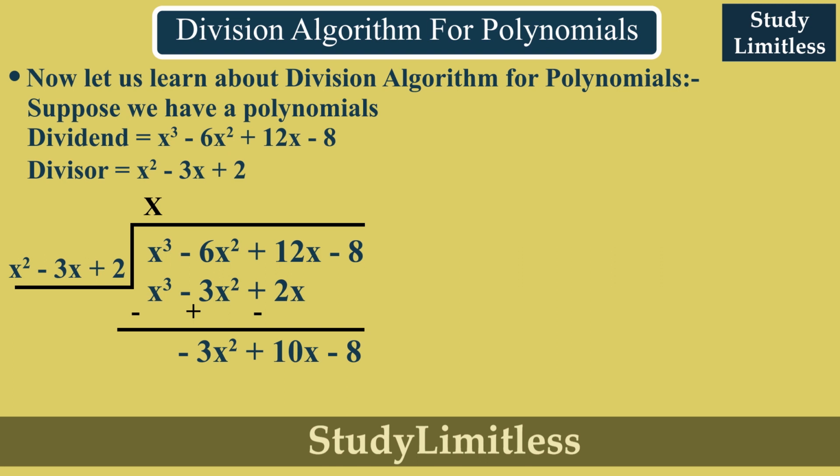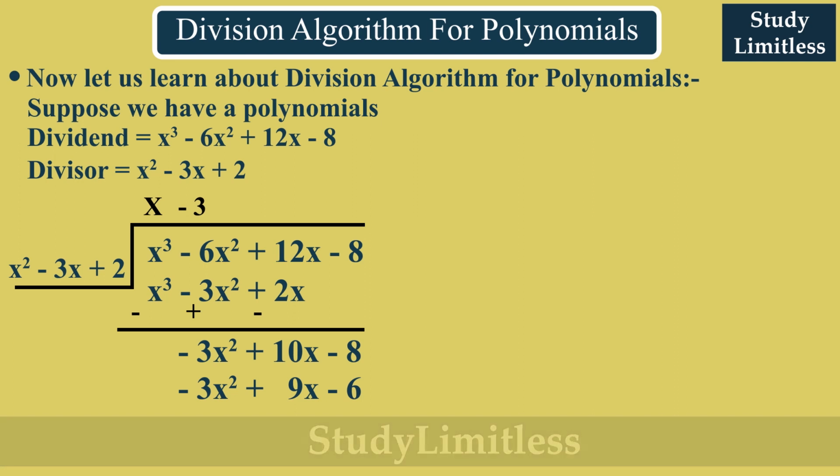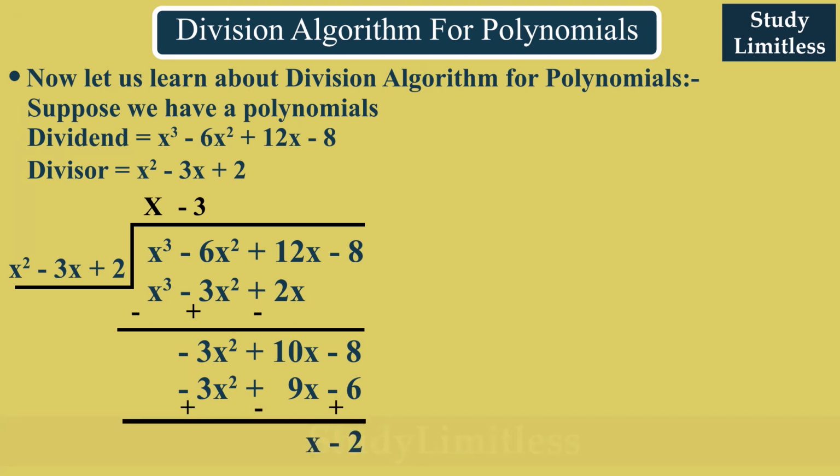Now again divide the first term of the dividend by the first term of the divisor. We have minus 3x square upon x square is equal to minus 3. This is the second term of the quotient. Multiply the divisor with the second term of the quotient and subtract this product from the dividend. So we get minus 3x square plus 9x minus 6. After subtracting, we get the remainder as x minus 2.